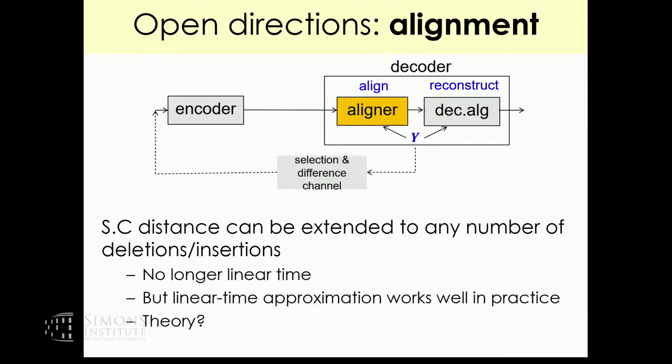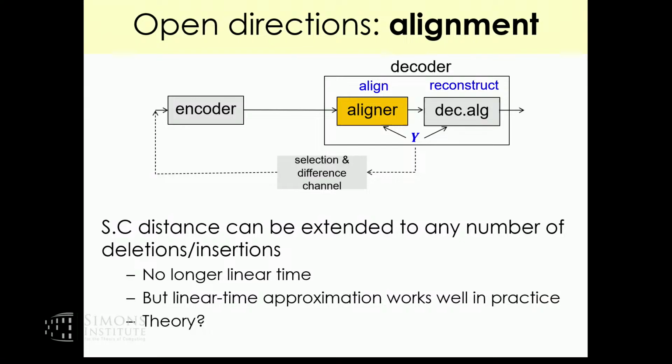Basically we have a way to extend the distance that I mentioned to not just one deletion. We can do any number of deletions, but that's no longer linear time. Now the maximization is no longer linear time. What we found is that empirically, we have some approximation that works well. So the question is, can we do some theoretical analysis on that? And that's how we can extend it to multiple deletions.